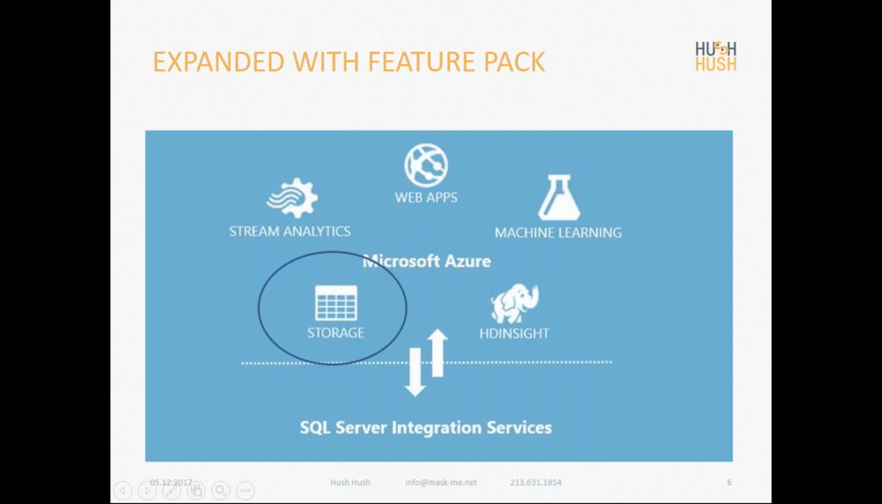All these features are expanded with the feature pack for SSIS BI. This is how you get them. You need to have a feature pack to have them. And as you can see, there are many things in Azure that SSIS integration services communicates with. There are web apps, machine learning, HDInsight. This is your big data, which is Hadoop. Everybody knows about this little elephant, right?